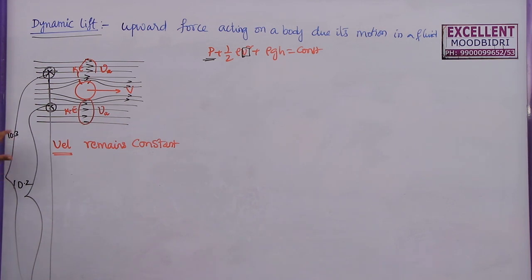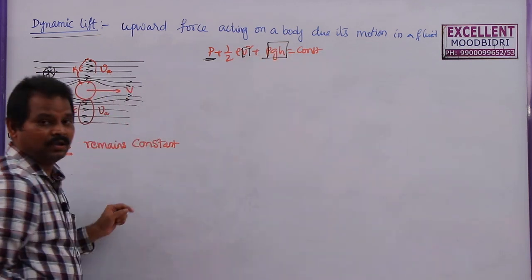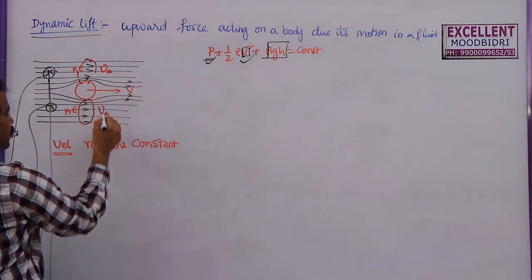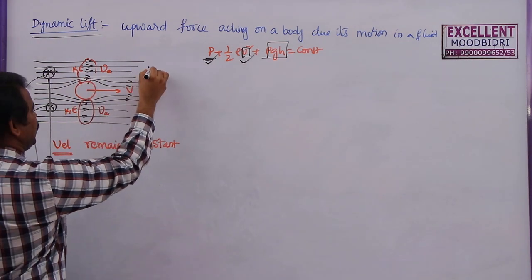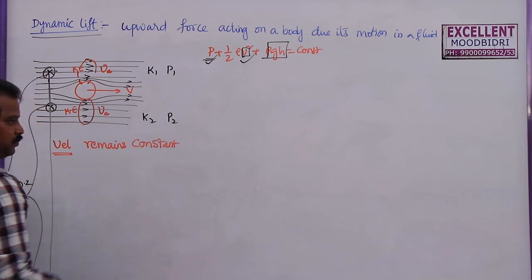There is not much difference between these two points. That's why height almost remains constant. So as the velocity is constant, the pressure above the ball and the pressure below the ball remain constant. So here KE1, this is KE2, this is P1, this is P2.